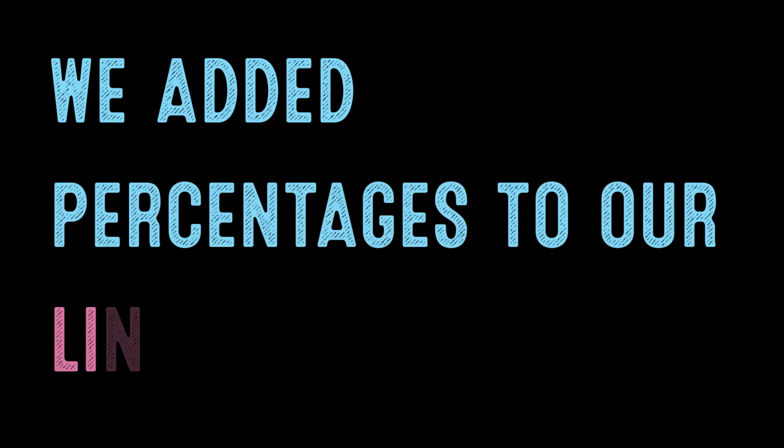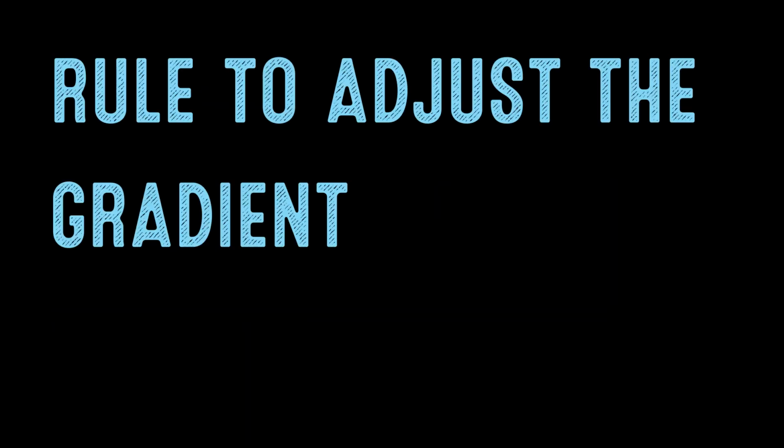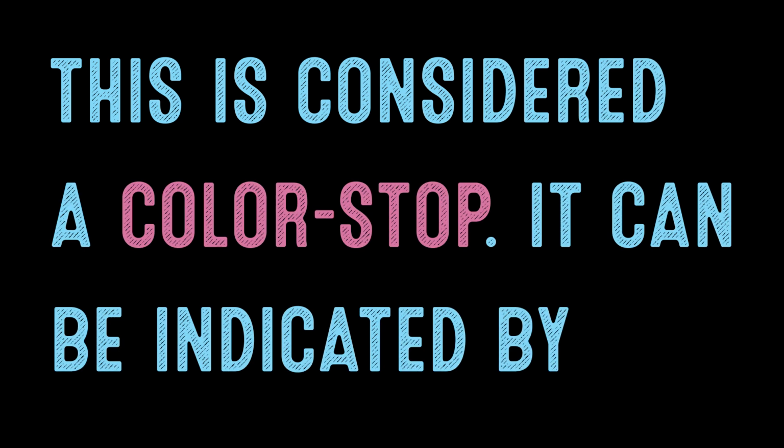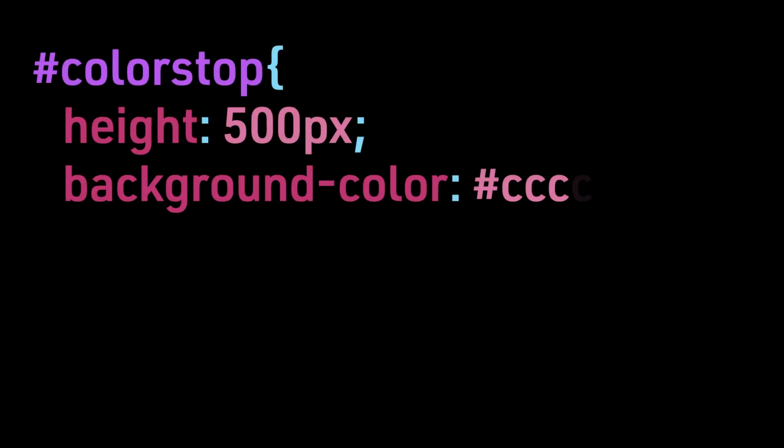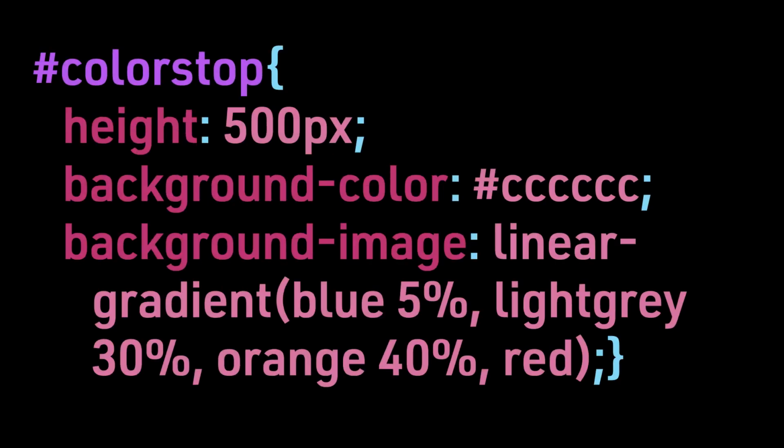We added percentages to our linear gradient rule to adjust the gradient in our previous example. This is considered a color stop. It can be indicated by a length and used percentages to specify it. In this example, we are trying a color stop on the blue color at 5%, the light gray color at 30%, and the orange color at 40%.